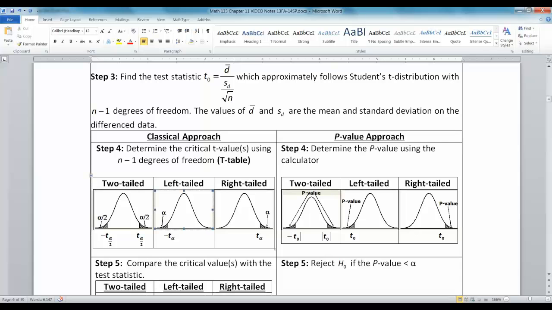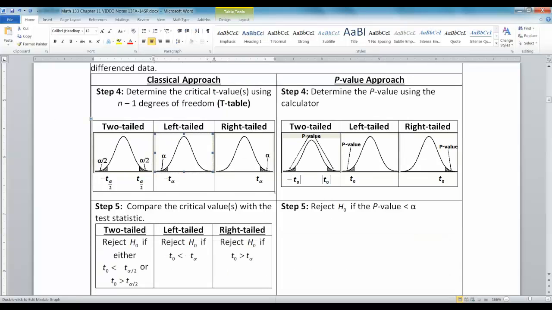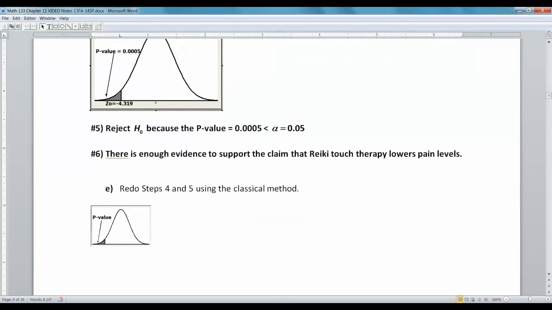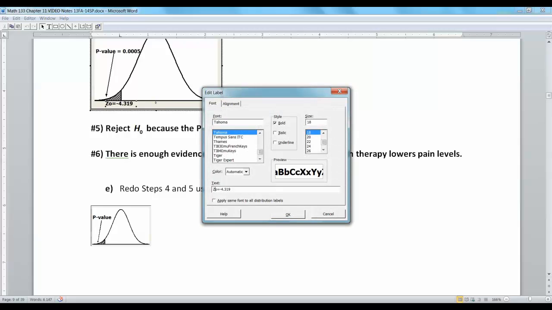So let me bring this down. There it is. Oh, and then, oh, I just made a total mess of this. This is T0 because this was a t-test, not Z0. My fault. So let me make that T0.